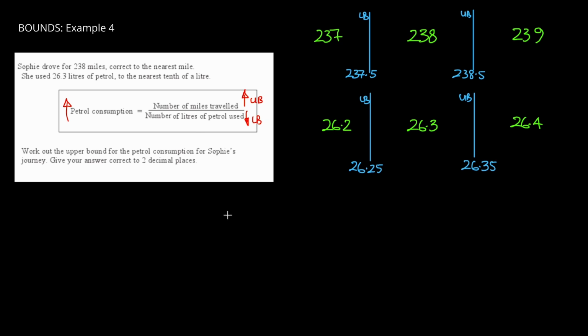So we're saying that the upper bound of the petrol consumption, PC, is equal to the number of miles travelled, but we need the upper bound of that. So the number of miles travelled is this number here, which is 238.5, divided by the lower bound of the number of litres used, which is 26.25. So if you pop that into a calculator, you get, which they want it to correct to 2 decimal places.